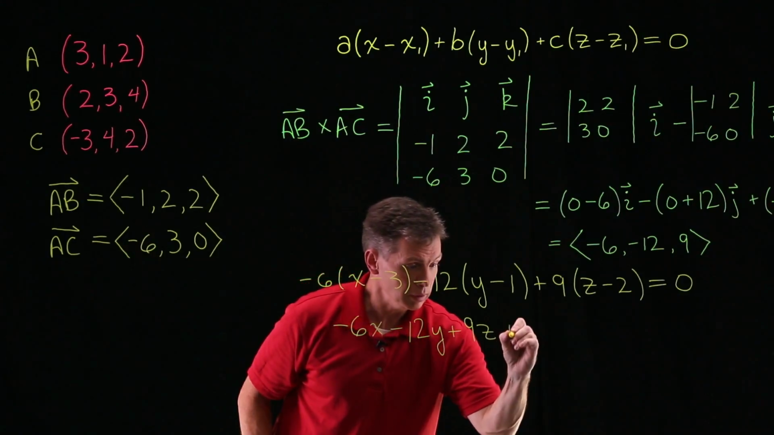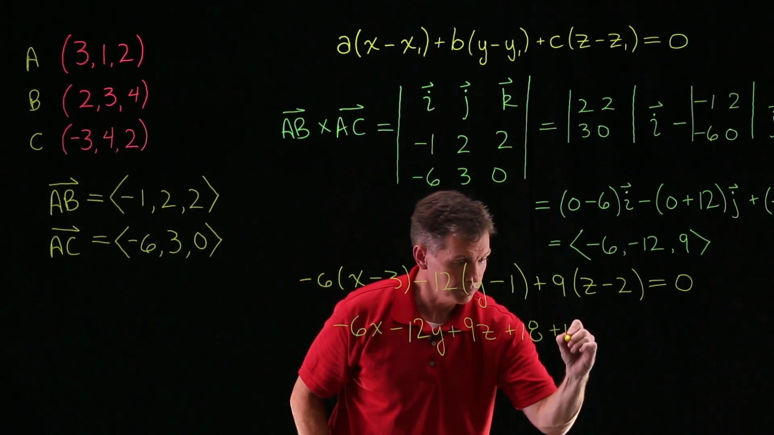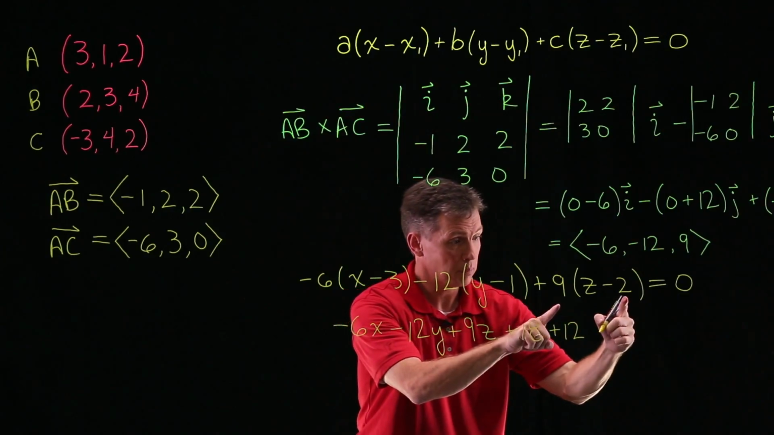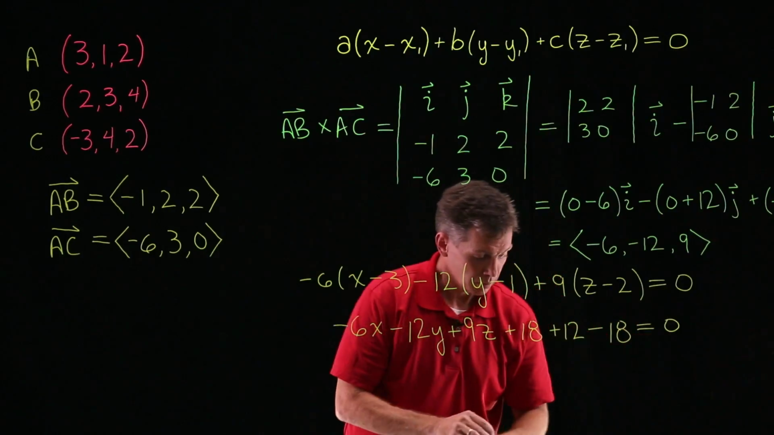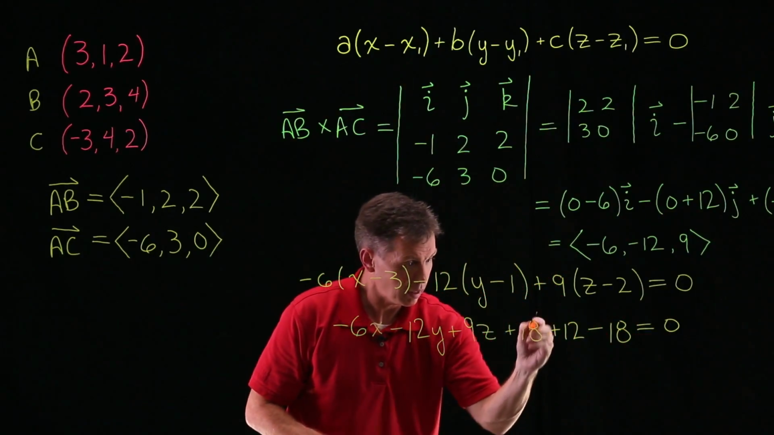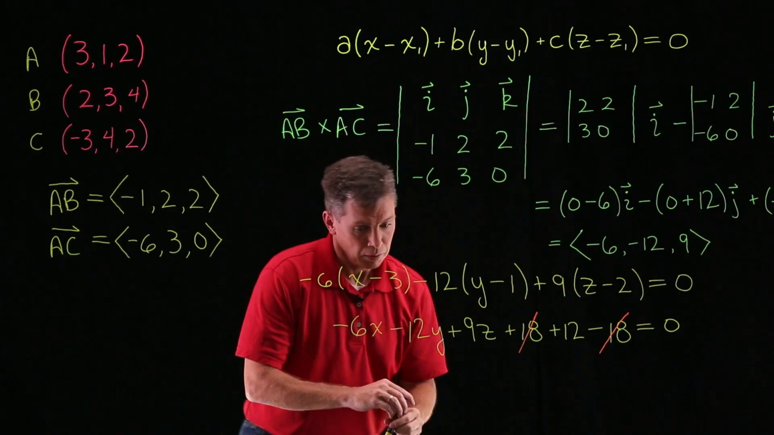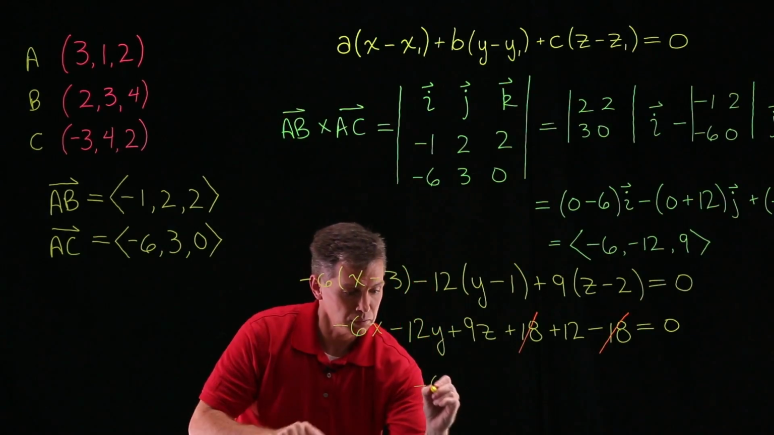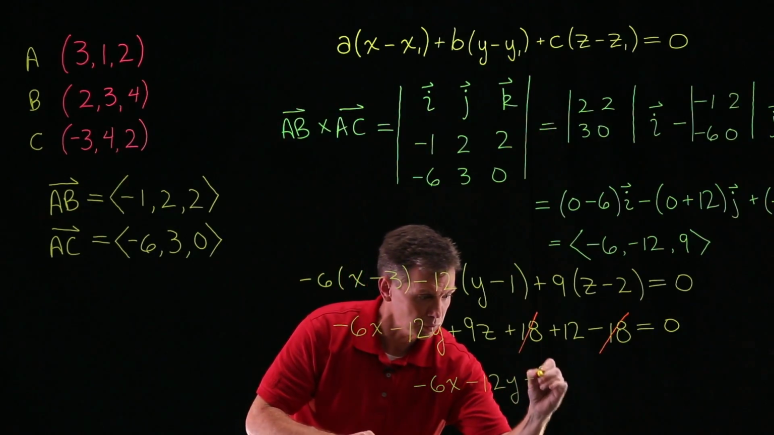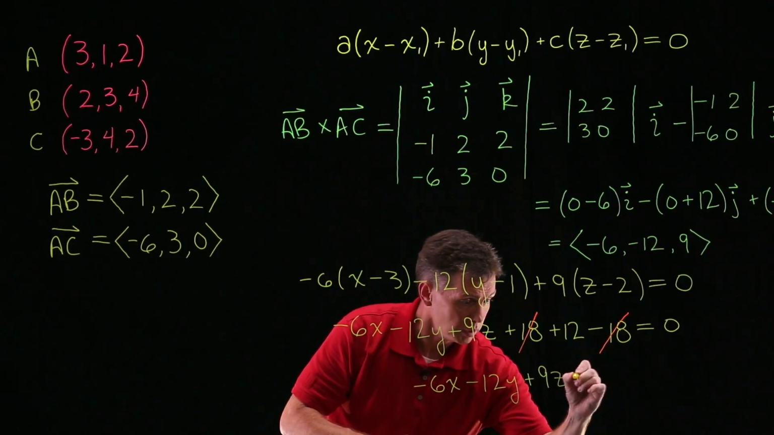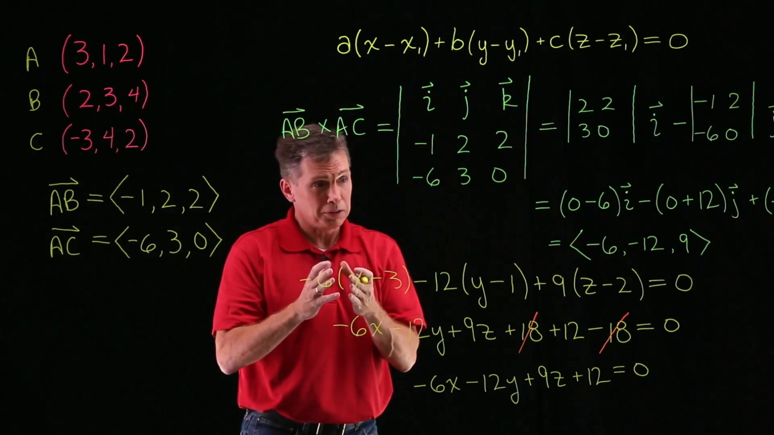Now let's go back and grab those constants. That would have been a plus 18. This looks like a plus 12. And this looks like a minus 18 equals 0. And that works out for me that I can add 18 and subtract 18. Those will go away. So then I'm looking at minus 6x minus 12y plus 9z plus 12 equals 0, which is decent, a decent answer.